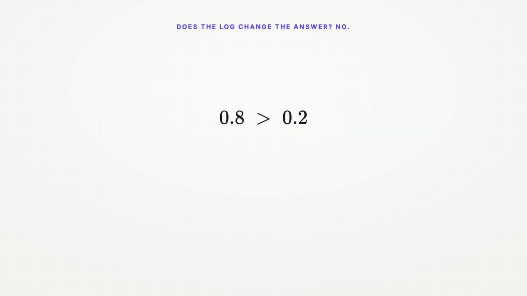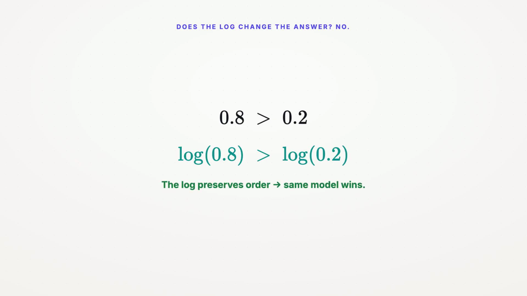You might worry, doesn't taking the log change the answer? It doesn't. The log preserves order. If one number is bigger than another, then its log is also bigger. So the model that had the highest likelihood still has the highest log likelihood. We have not changed which model wins. We have only made the math easier to compute.